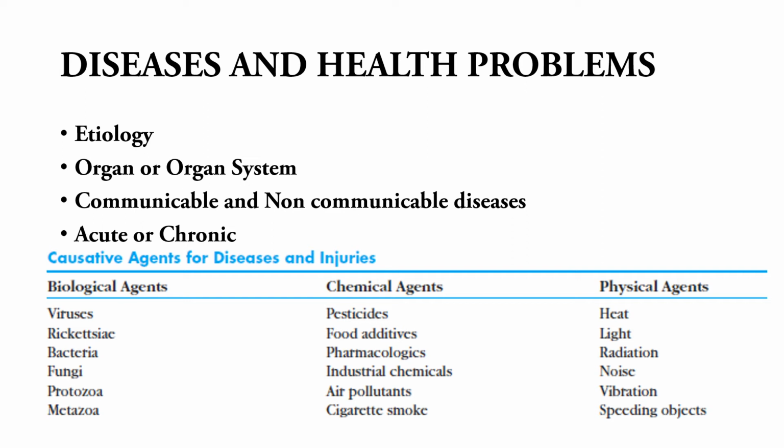Right, so also we have physical agents, heat, right? So when someone is exposed to heat, he may suffer from stroke, heat stroke, right? Or light, right? Like for example, harmful light like UV or maybe laser can be harmful to the eyes, can be harmful to the skin. Radiation, so radiation can be ionizing or non-ionizing radiation.